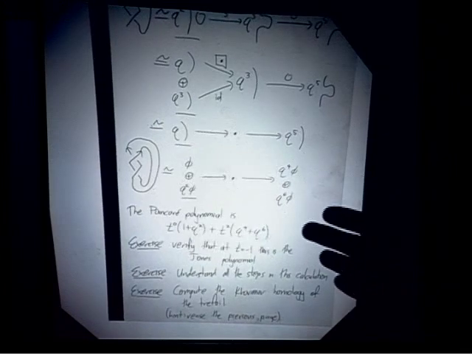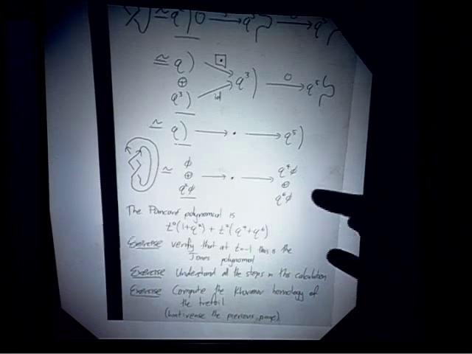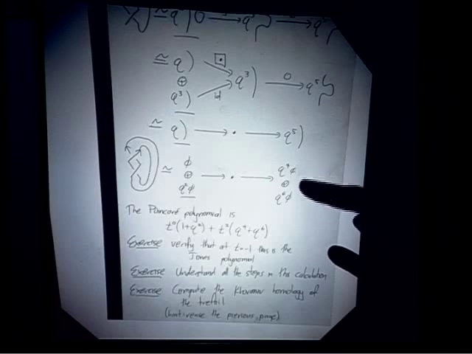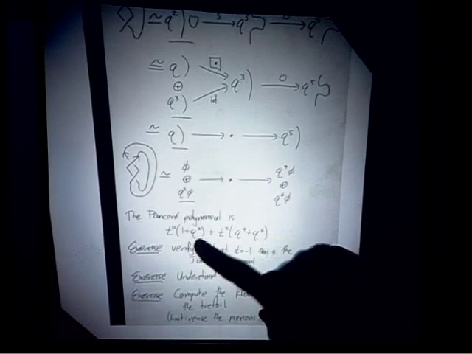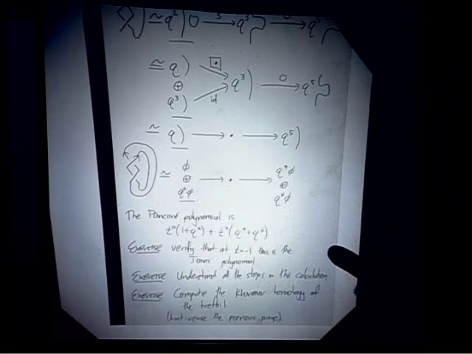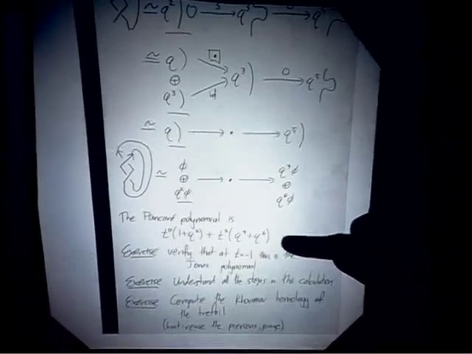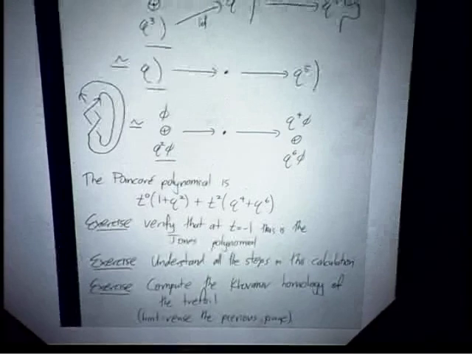I guess I hadn't said this before, but people often talk about the two-variable Khovanov polynomial of a link, and that's just the polynomial that records where these summands are, their q degrees and their homological heights. So there's a t to the 0 times 1 plus q squared, which keeps track of these two guys in homological height 0, and a t squared times q to the 4 plus q to the 6, which keeps track of these two guys in homological height 2.